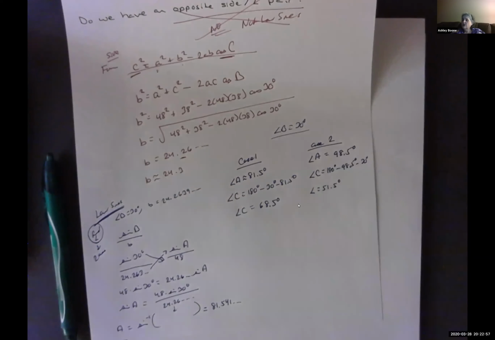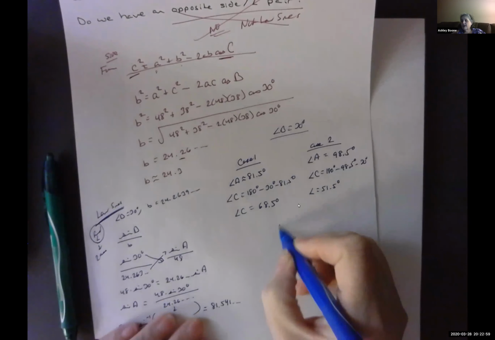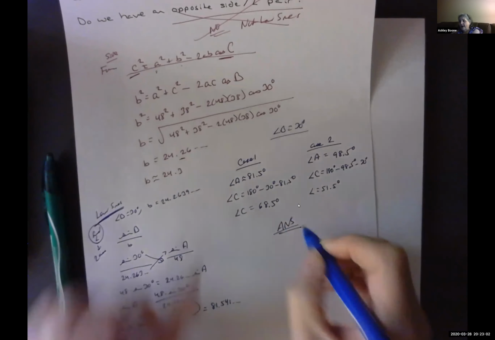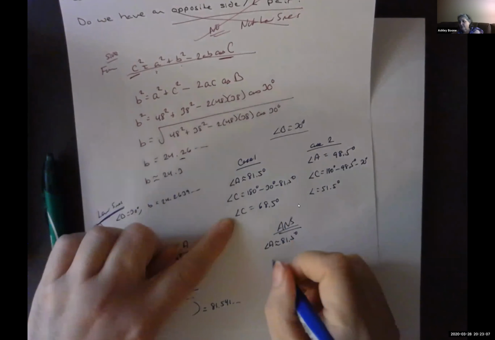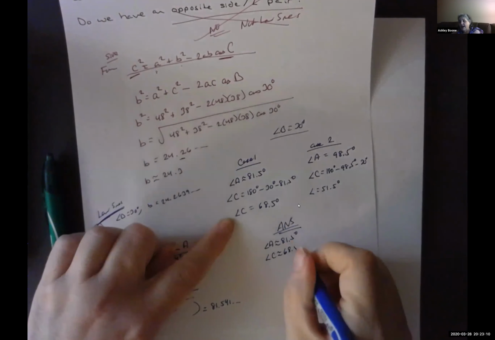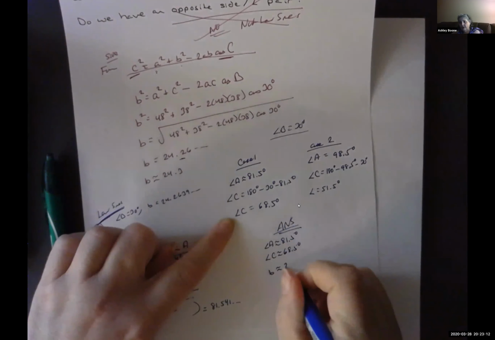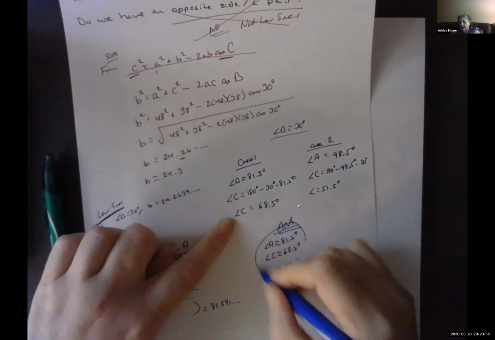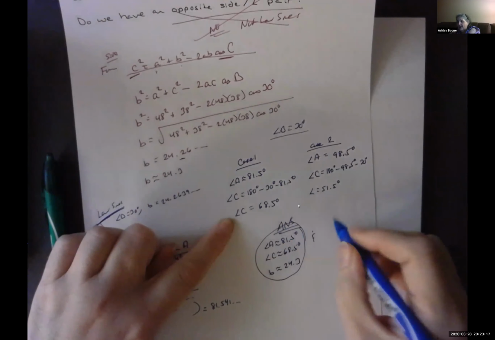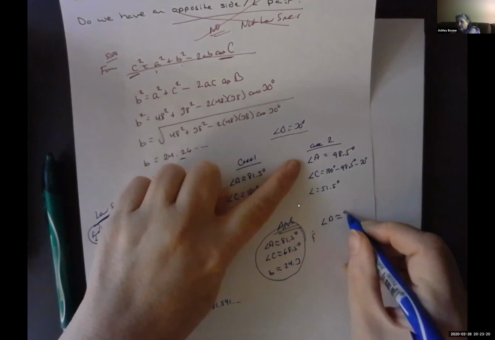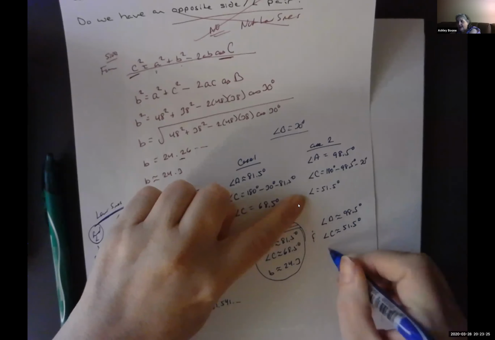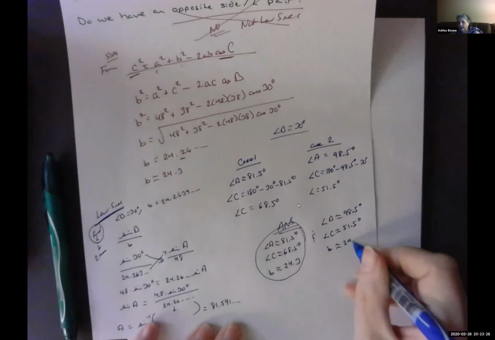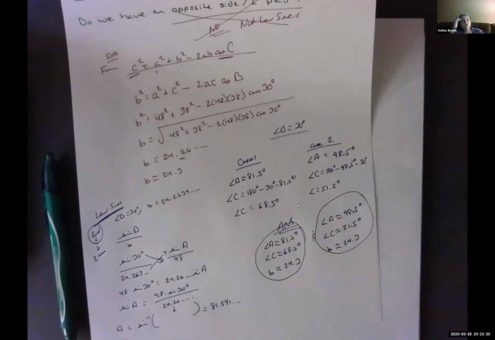All of those are valid answers. They're all positive. So our answers for this one, we have two. We know angle A is approximately 81.5 degrees, angle C is approximately 68.5 degrees, and our side B was approximately 24.3. That's one answer. And we have another answer where angle A is approximately 98.5 degrees, angle C is approximately 51.5 degrees, and side B is approximately 24.3. We have two possible triangles that will work for our given information.